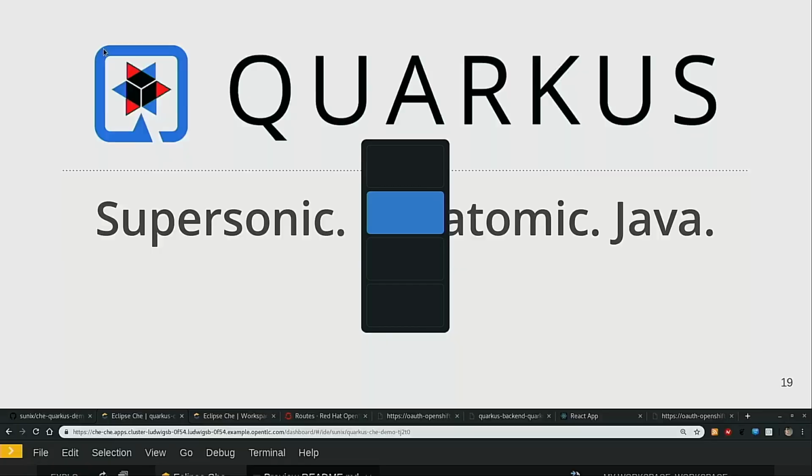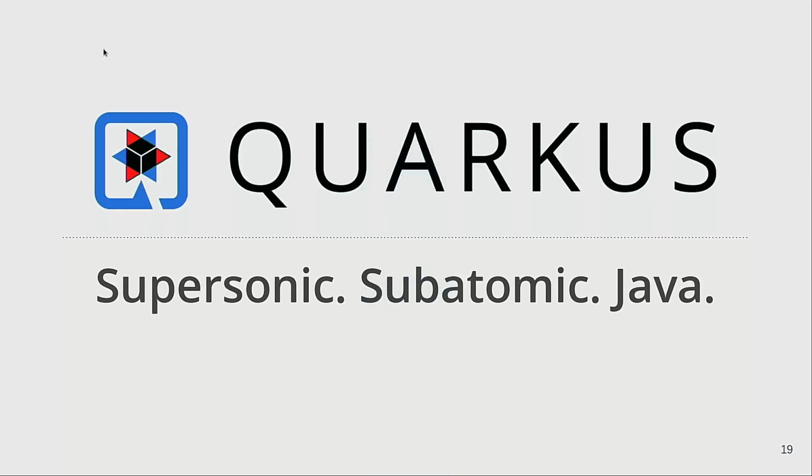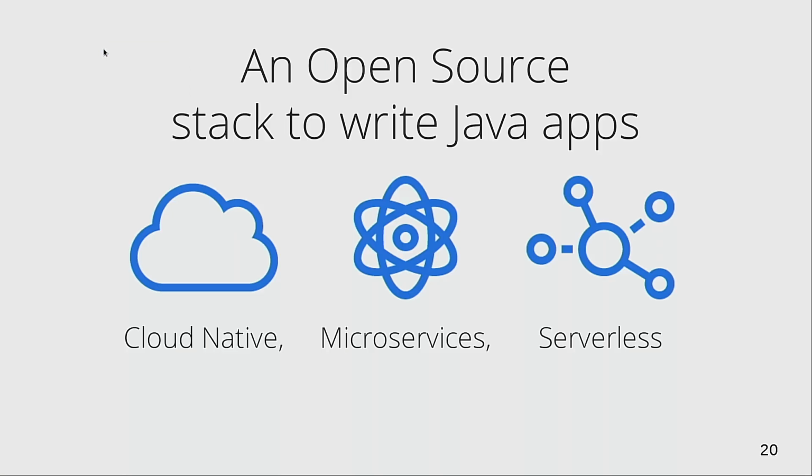Okay, so a bit about Quarkus. It's a new Java framework to build cloud-native applications, microservices, and serverless stuff. But why? Because today we are more and more using tools like Kubernetes or OpenShift in the cloud to start your application. So things are going to run on containers.